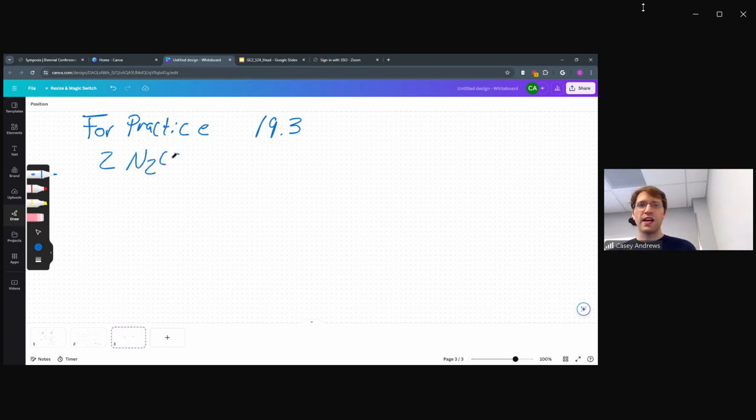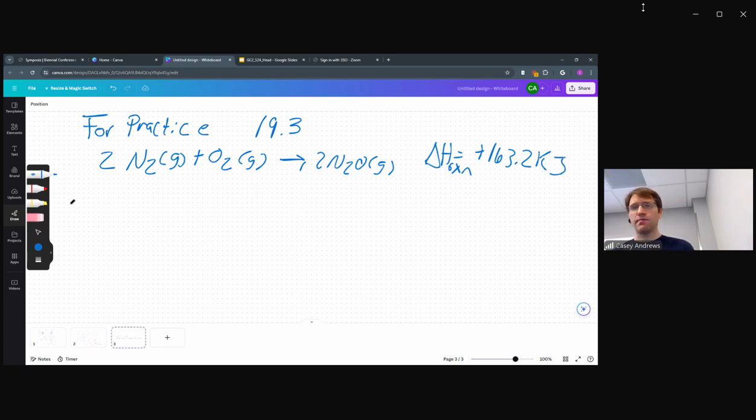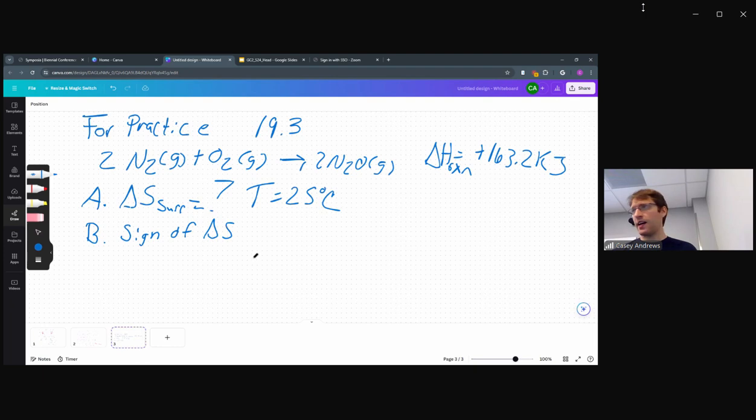So we have 2 moles of N2 gas plus O2 gas goes to 2 moles of N2O gas. Delta H for this reaction is positive 163.2 kilojoules. A, please calculate delta S surroundings. Temperature equals 25 C. B, sign of delta S reaction. C, sign of delta S universe. Is this spontaneous?